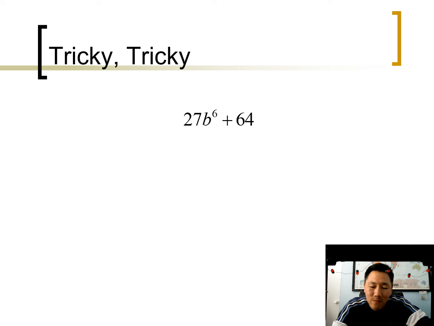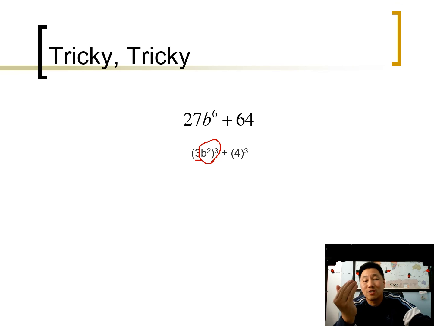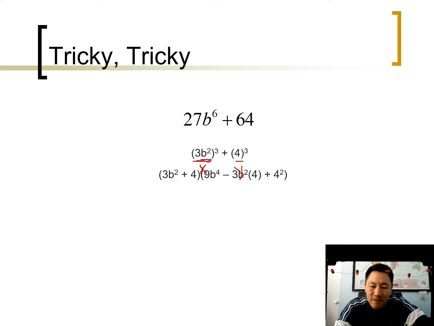Well, there is a way. There it is, the 27 is just 3 times 3 times 3. But to get b to the 6th power, I split it up. So it's actually b squared to the 3rd power. And that's how you would change it to make it a perfect cube. And then, of course, 4 to the 3rd power is 64. All right, so to apply our formula, this whole thing in here is kind of like our x, and this right here is like our y. And so there it is.